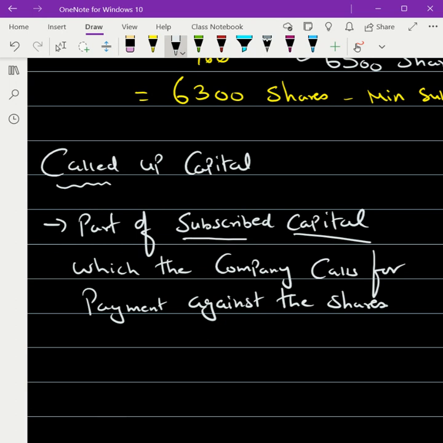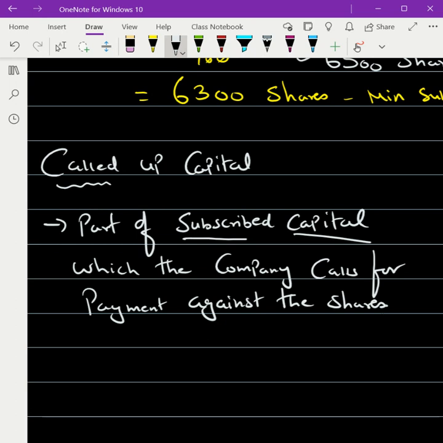Am I making sense to you? Can you understand why we follow subscribed capital, or why we take only the number of shares issued by the company in case of over subscriptions? Is the logic clear? Okay, so that's why we say subscribed capital is a part of your issued capital.